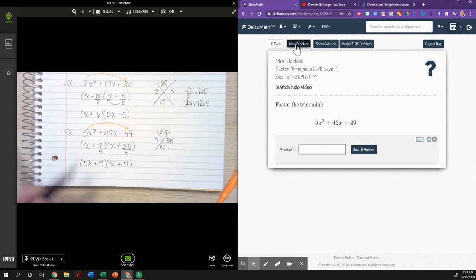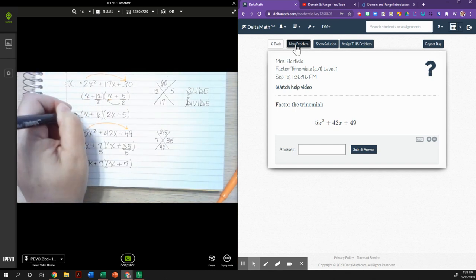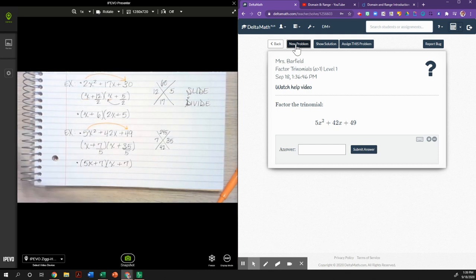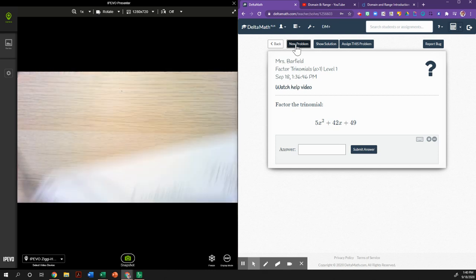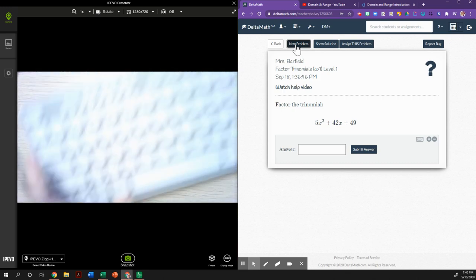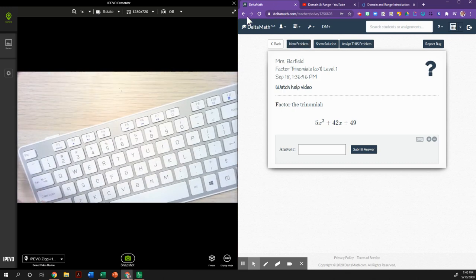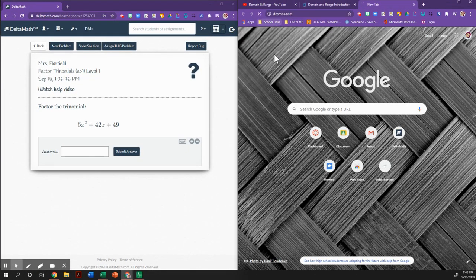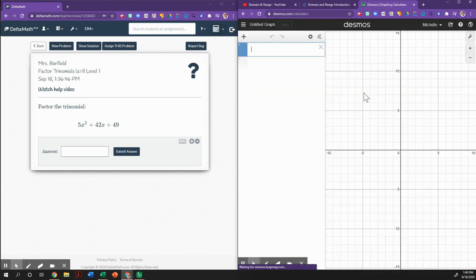All right. So what if you're thinking to yourself, Miss Barfield, I have no clue if I'm right. If I do all this work, how do I know this one and this one are the right answer? Well, if you remember your connections, this is a picture. This is a quadratic, which means if I were to graph it, it would be a parabola. So I'm going to slide Delta Math over here and I open up Desmos.